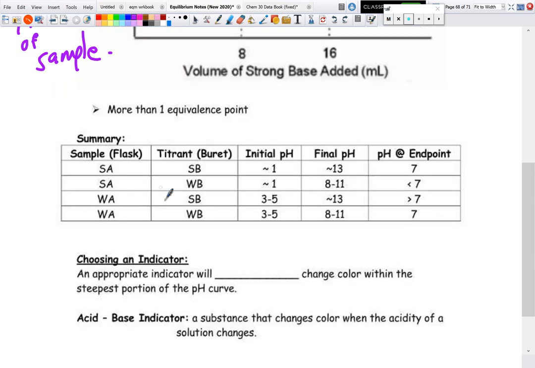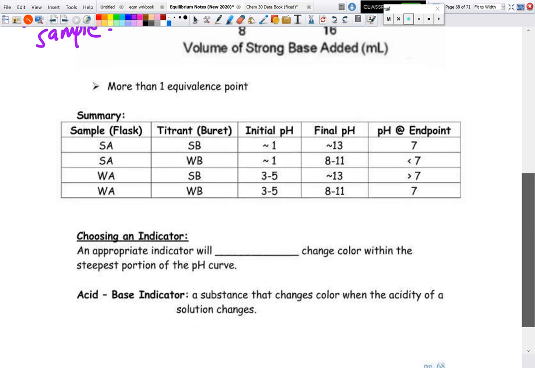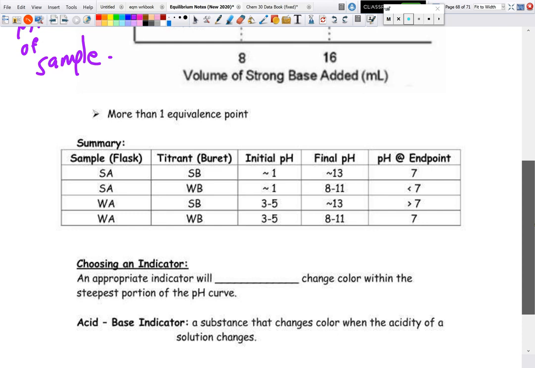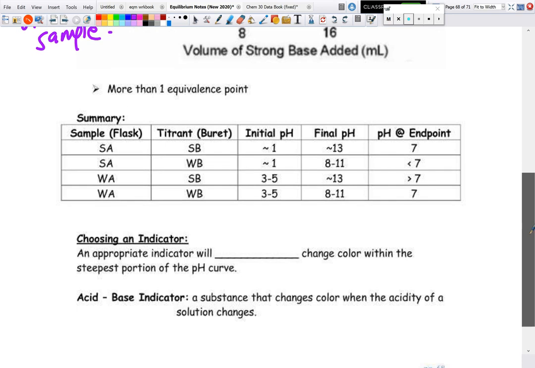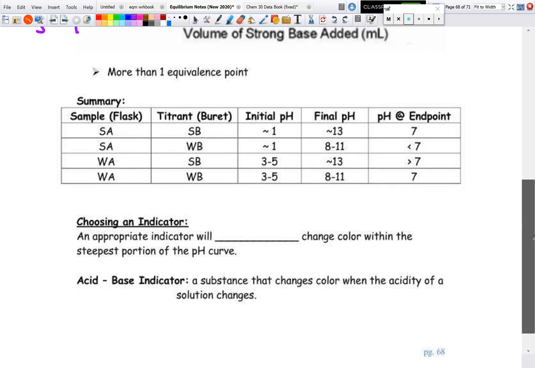Now, this is just kind of a summary right here, so I'll let you guys read that. Our sample is always in the flask, titrant's always in the burette. So this just tells you the initial pH, final pH, and basically where the equivalence point is. But you don't really need to worry too much about these general things here, because if you're asked to solve any questions about it, you're always given the curve, and it's just going to be where the buffer regions are and stuff like that.